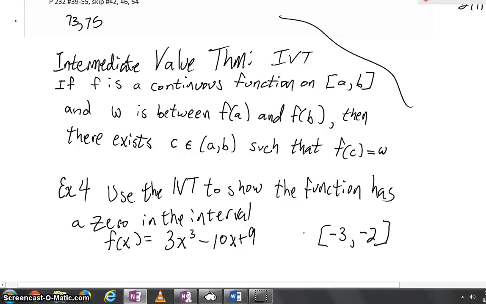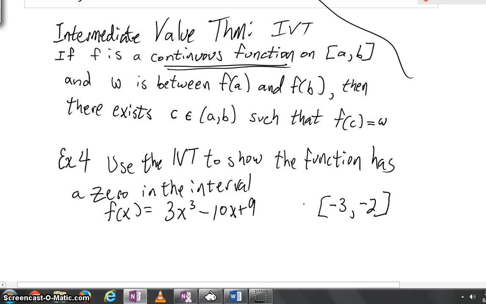The intermediate value theorem, again, the big caveat is that you have to have a continuous function. You've got a continuous function on a closed interval from a to b, and let's say that w is some y value between those endpoints of f of a and f of b. Then we're guaranteed that there is some c, which is an element of [a, b], such that f of c equals w. Let's see this in action.